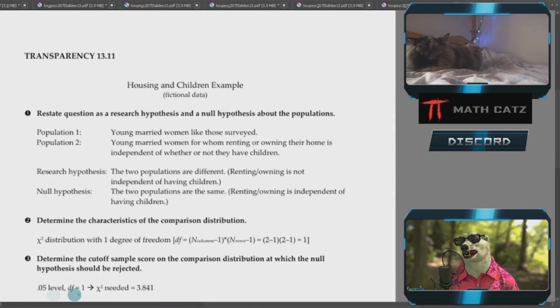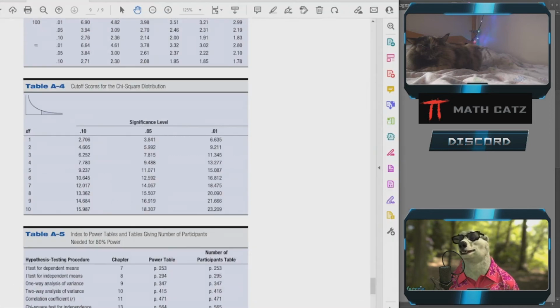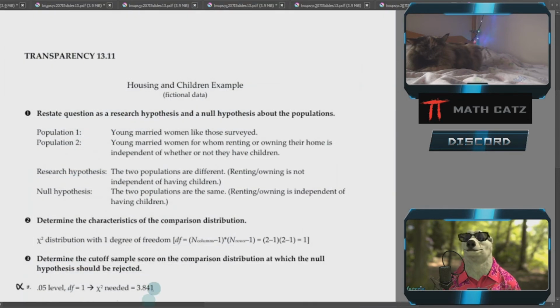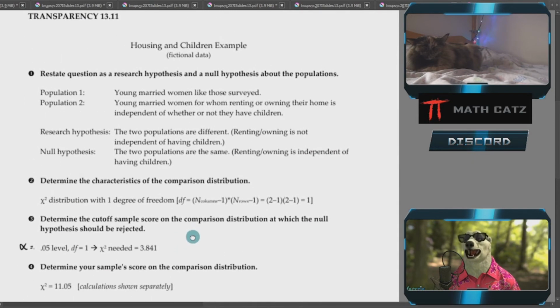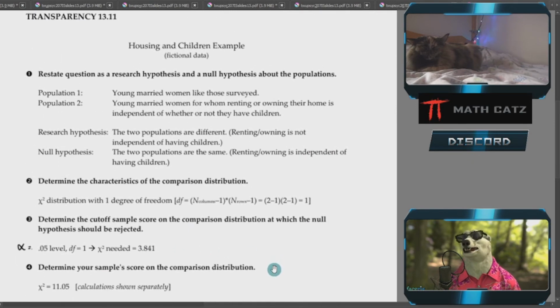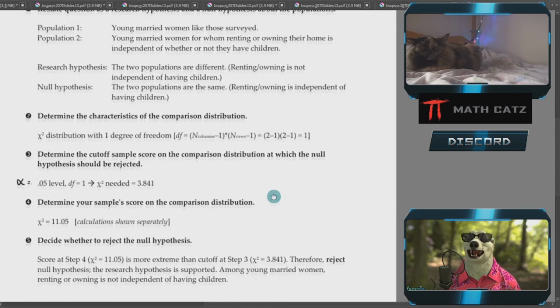Where do we find this? If we use an alpha of 5% with that degree of freedom, look at our table. It's over here, same table, 5%, 1 degree of freedom, 3.841. 3.841 is our cutoff. We just calculated an 11.05. That is much more than the cutoff.